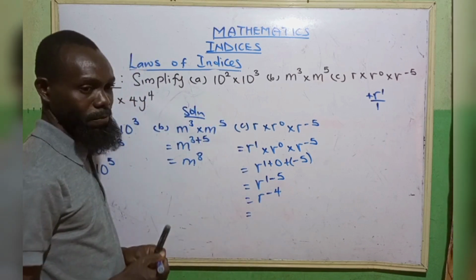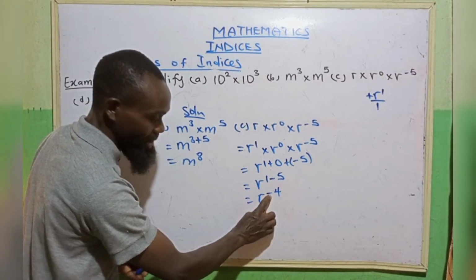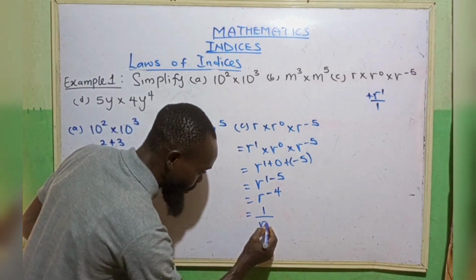This is not the final answer. According to what we learned in our laws of indices, this minus here we change to 1 over, then we now have r raised to power 4.